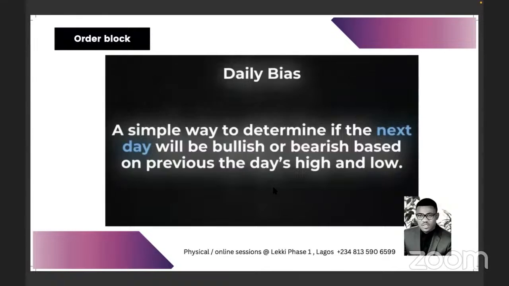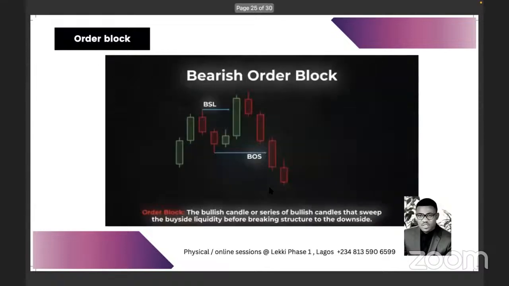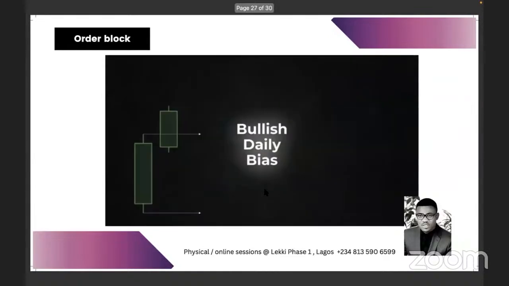You want to know whether the next day will be bullish, or you want to know whether the next day will be bearish, based on the previous day's high and low. That is how daily bias is identified. It's very important, and I will show you here. If you want to identify daily bias, you just need two candles. The candle for yesterday, the candle for today. You will know where tomorrow will be.